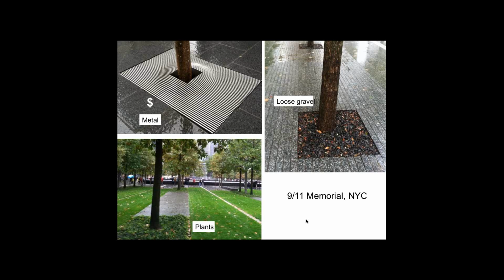Here was the 9/11 memorial. There were 3 different approaches. The majority of the trees are in these loose gravel openings. And while I would love to see the loose gravel openings be larger, that is probably a reasonable idea. I've used loose gravel before, and it seems to work pretty well. I think that putting plants around the base of the tree is, for me, the best idea, because the plants can easily disappear as the tree grows and fills that space with wood.